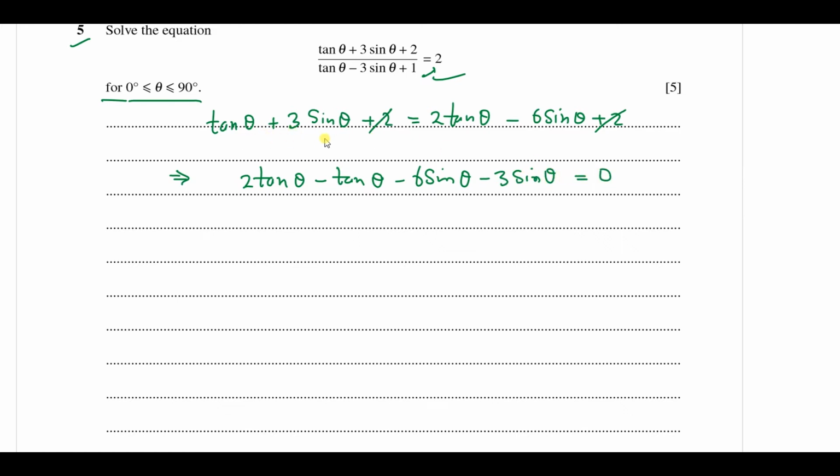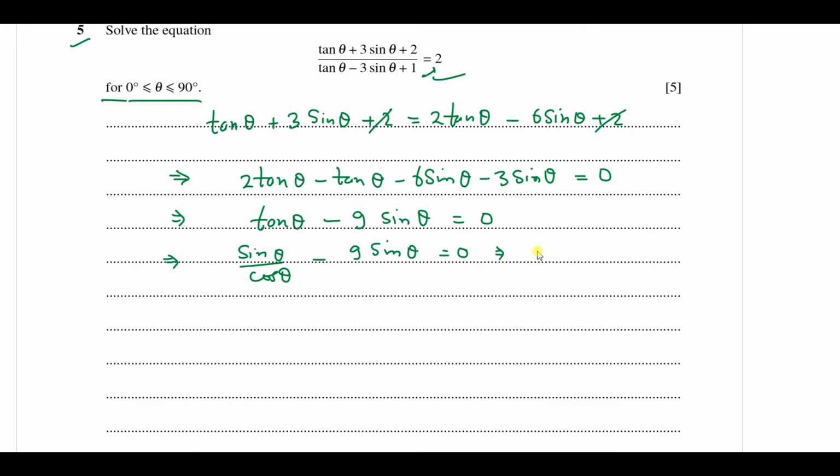This 0 was coming here, but I have written it on the other side, and it can be solved further, and you will get tan theta minus 9 sin theta is equal to 0. So now we know that tan theta is sin theta over cos theta, so it can be written as sin theta over cos theta minus 9 sin theta is equal to 0.